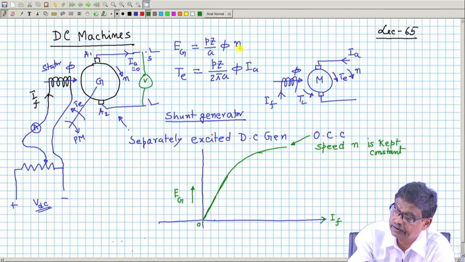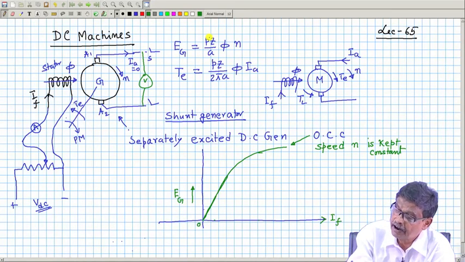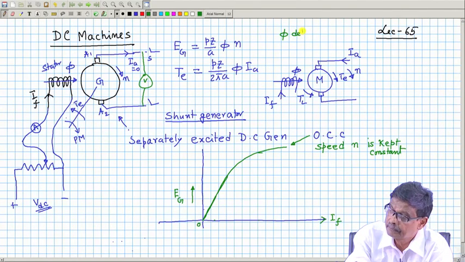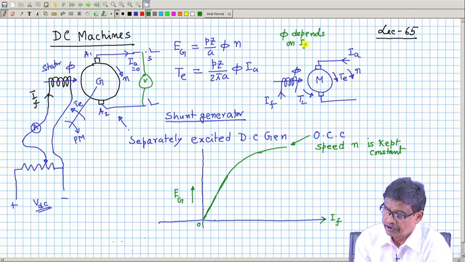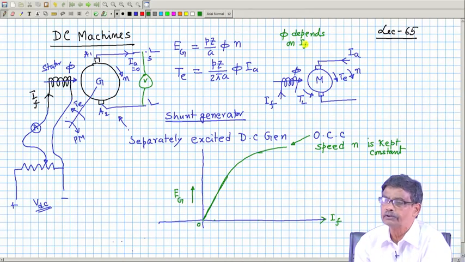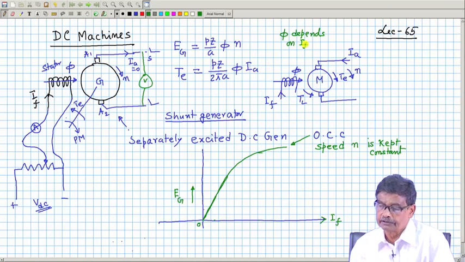So, in this equation n is constant, P z by A is of course a constant of the machine, and phi depends on the field current I f. The relationship of phi and I f is linear initially, but later it is non-linear. So, this is the open circuit characteristics at a certain fixed rated RPM.